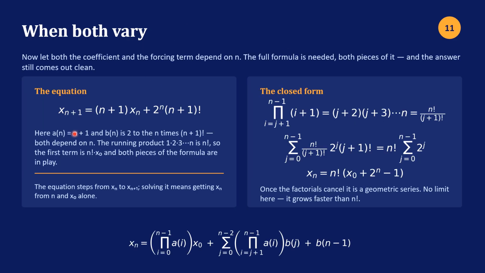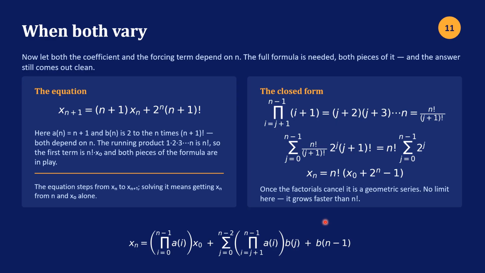Here's an example of where both the coefficient and b of n are not constant, they're functions. So here we have a of n is n plus 1, and b of n is 2 to the n plus 1 factorial. I copied our general formula down here, and what we want to do is plug a_n and b_n into this, and then get it into closed form, which I have here at the end. So that's the point of this.